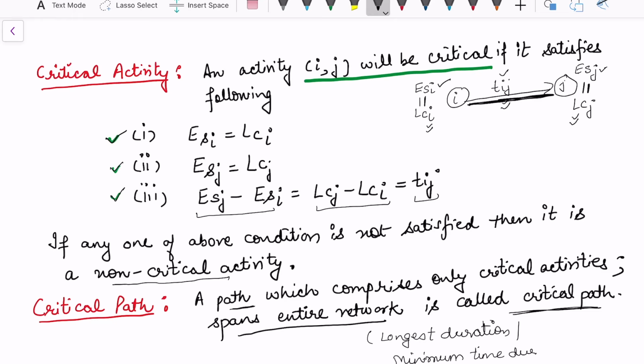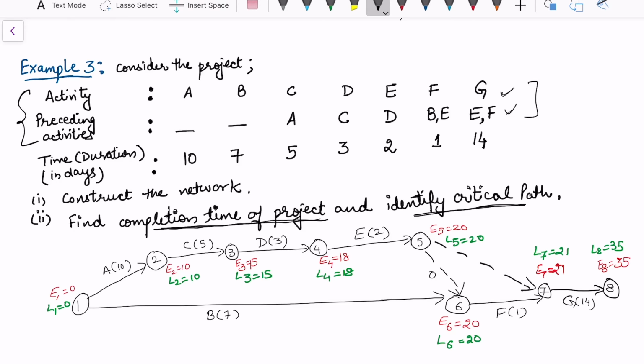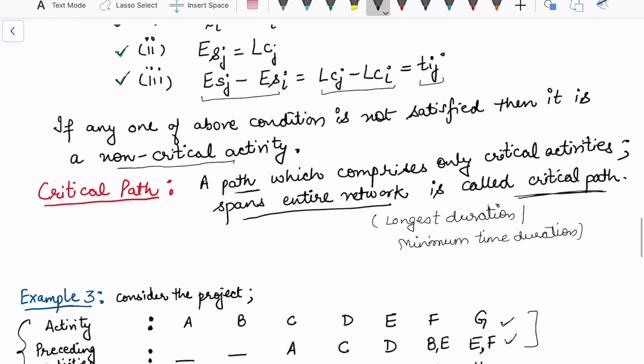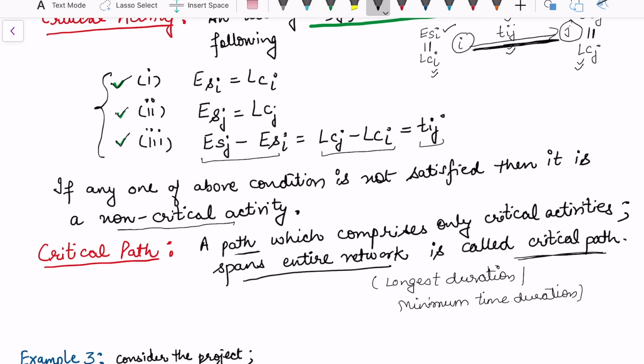Now let us take an example to find the critical path. This is the same question I have already considered in example 1 and example 2. The only thing is that now I am going to calculate the completion time of the project and identify the critical path. To calculate the completion time I need the earliest time, and for the critical path there is a condition dependent on both earliest and latest. As we discussed, only if all three conditions are satisfied will I say a particular activity is critical, so we need to calculate both. I have already calculated earliest and latest in examples 1 and 2, so I have just written them here.